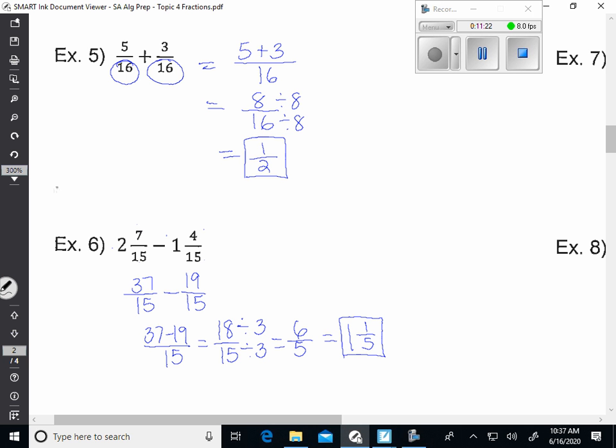The way you would do it is 2 minus 1, which gives you 1. And then you would take the 7 over 15 minus 4 over 15, which gives you 3 over 15. Do remember, you still have to reduce. Divide top and bottom by 3. That still gives you 1 1/5.